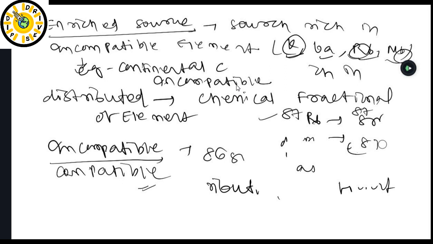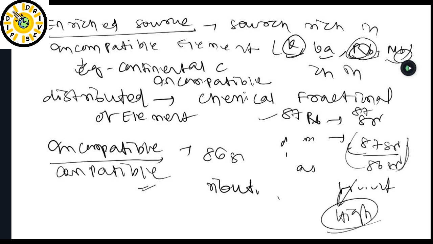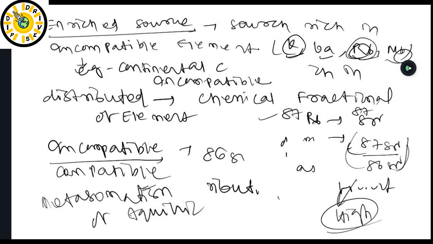So the 87Sr by 86Sr ratio is the environment. Okay, if the continental crust is made up of the niobium and Rb element, that means the ratio should be high, right? 87Sr by 86Sr should be high, because during the partial melting or during the metasomatism of aqueous fluid, it is enriched in the incompatible element. So it is called the enriched source.